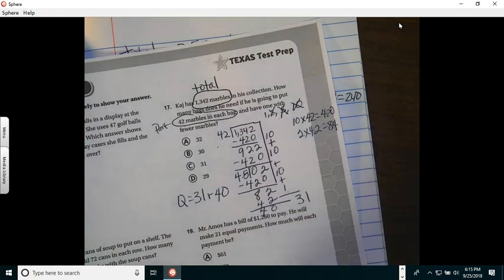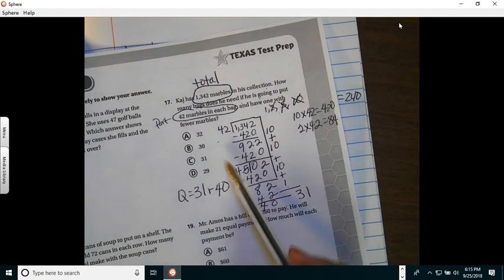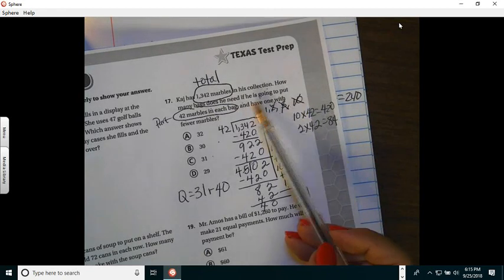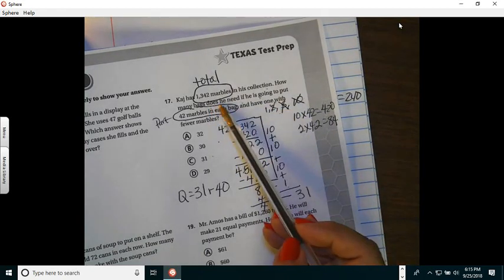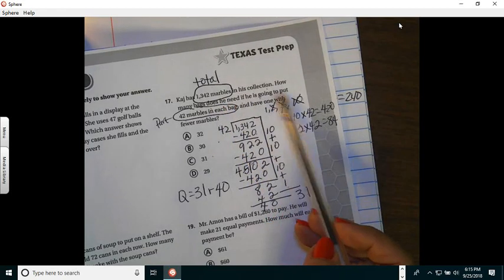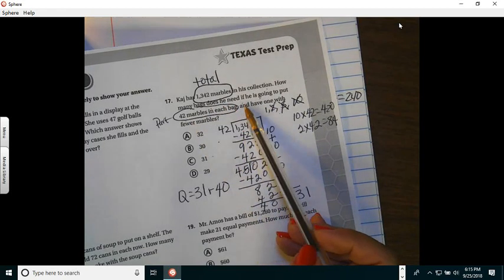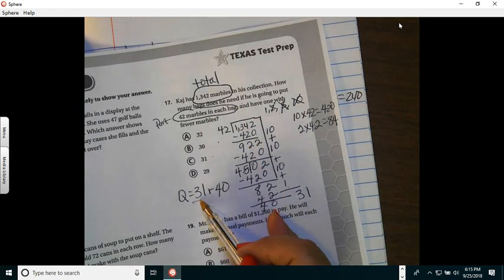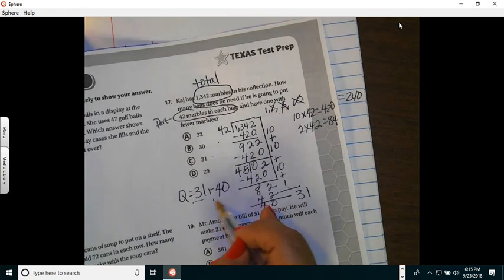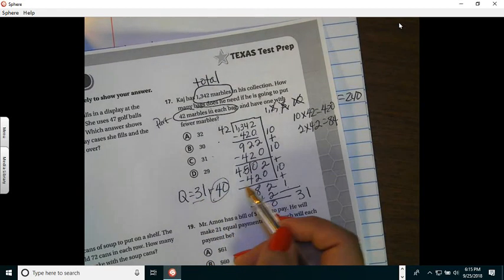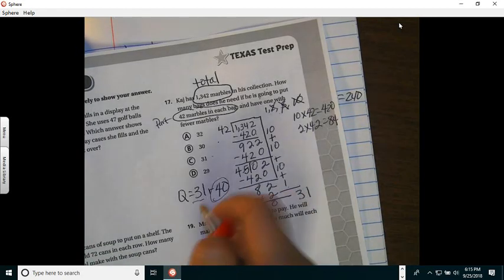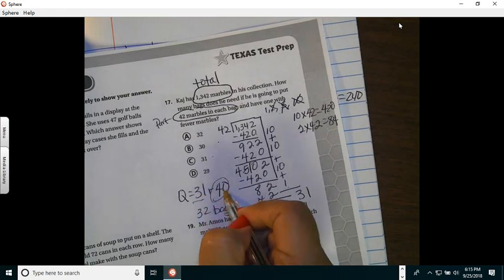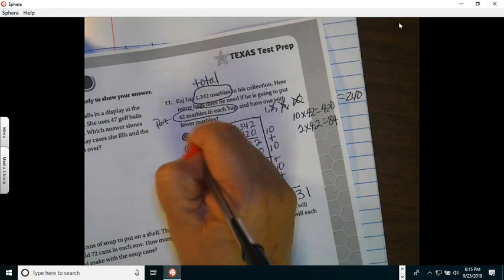Now look at this. Some of you, how many would have said, oh my gosh, it's C. It says, how many bags did he need to fill if he's going to put 42 marbles in each bag and have one with fewer marbles? He's going to have 31 bags plus 1 bag with fewer marbles. So how many bags does he use? 32 bags. He needs 32 bags. That's 31 bags, and that's going to be another bag. He'll need 32 bags, and the answer is A.